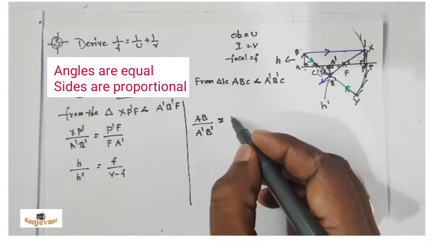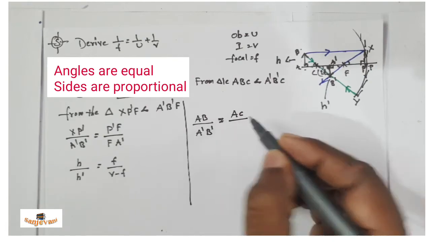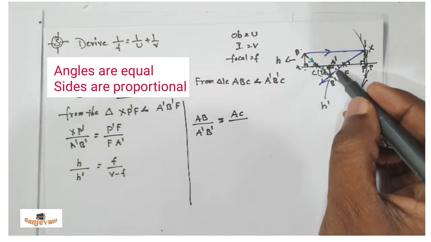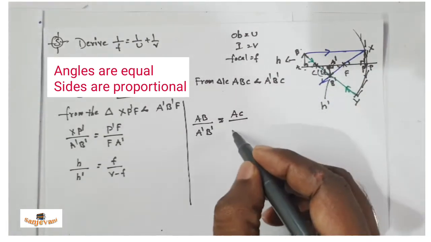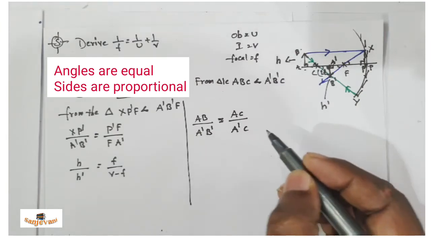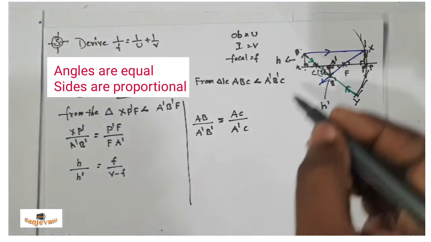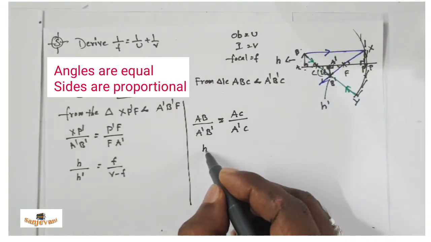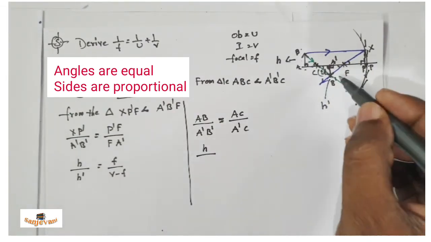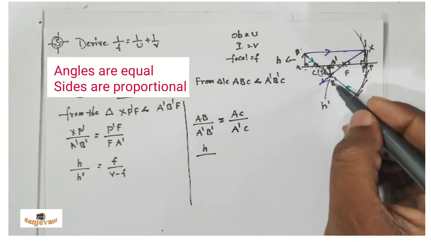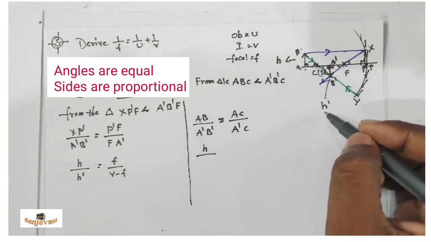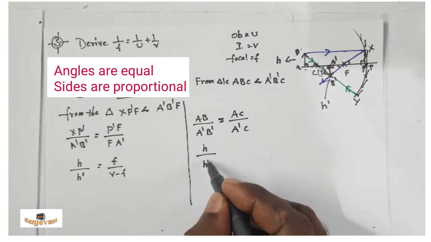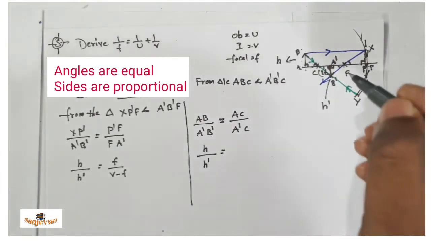AC. What about the adjacent side, A dash C? Let me substitute the values. What is AB? We know very well, AB is H, the height of the object, by A dash B dash, that is the height of the image that we considered at first as H dash. Right, let me write H dash, that is equal to AC.